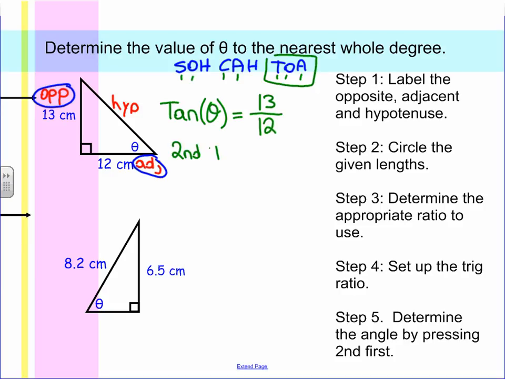And in your calculator, it'll pop up like this, tan -1 bracket. Your ratio that you have right here, that's the thing that goes down there. So it's 13 divided by 12. If you put that in your calculator, second tan, 13 divided by 12, and hit enter, you would get an angle of 47 degrees.